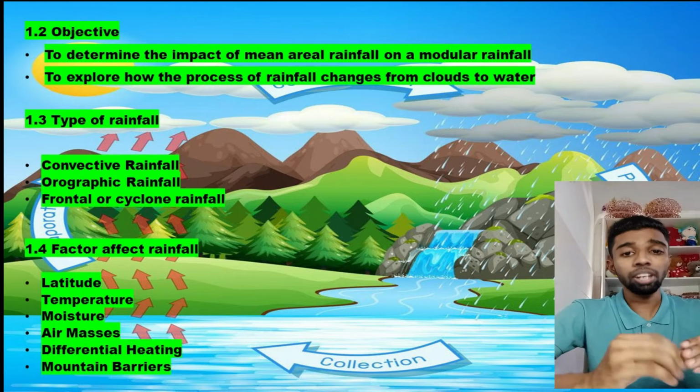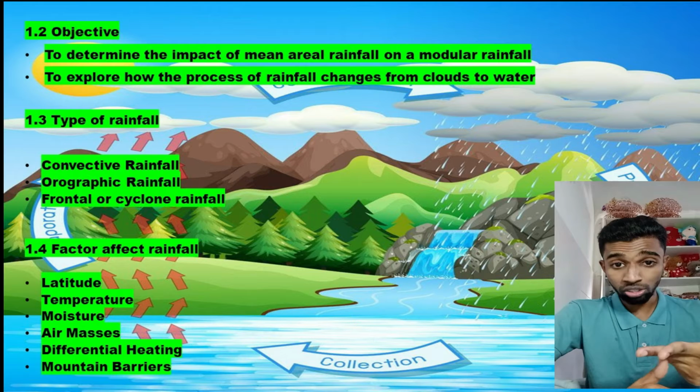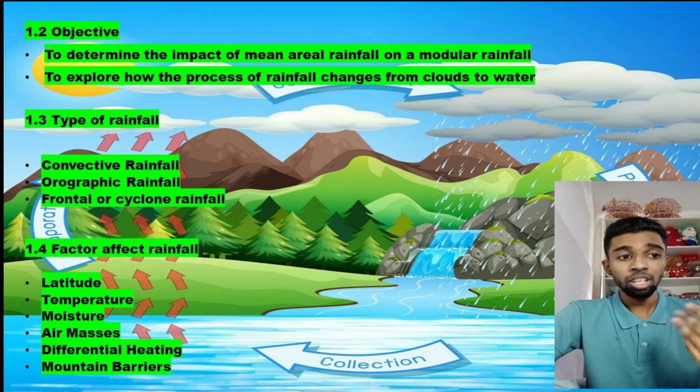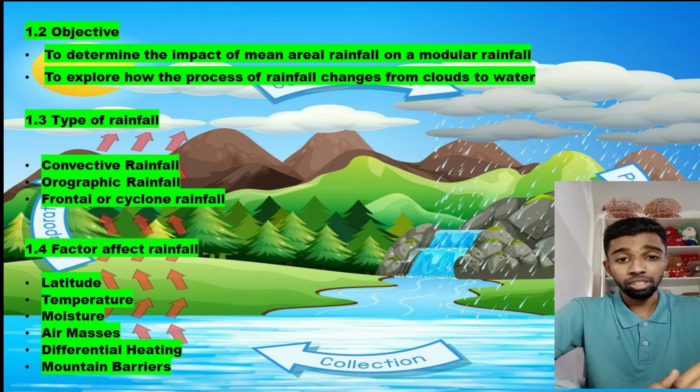And number four, factors affecting rainfall. The factors that affect rainfall are latitude, temperature, moisture, air masses, differential heating, and lastly, mountain barriers.